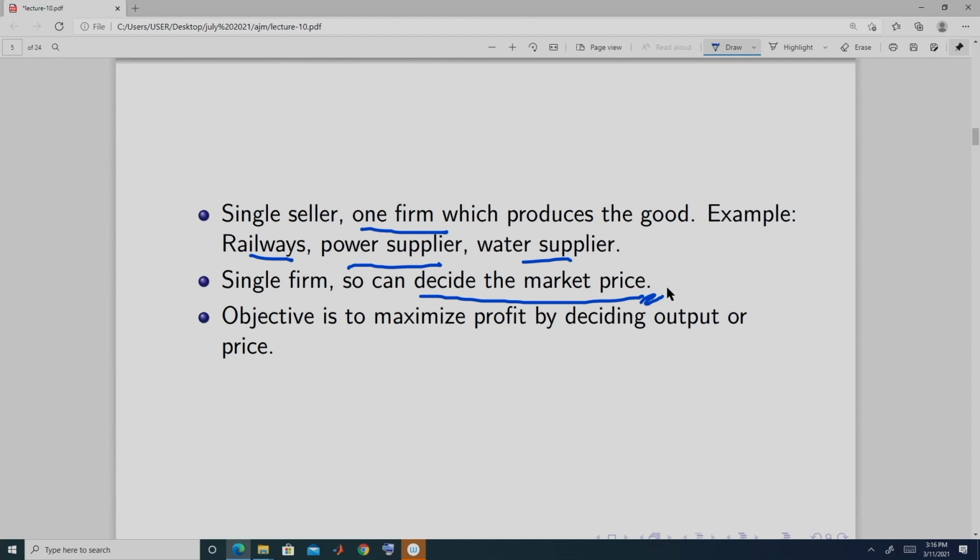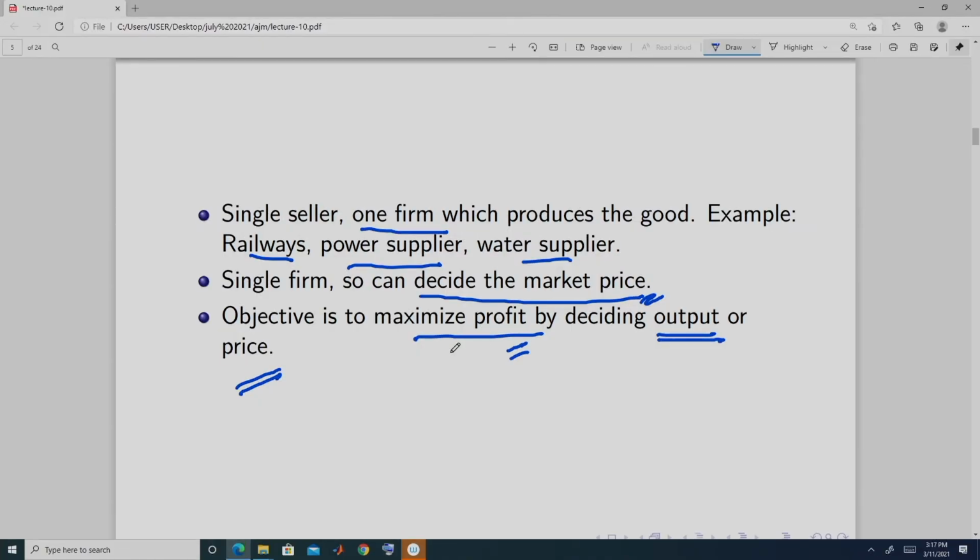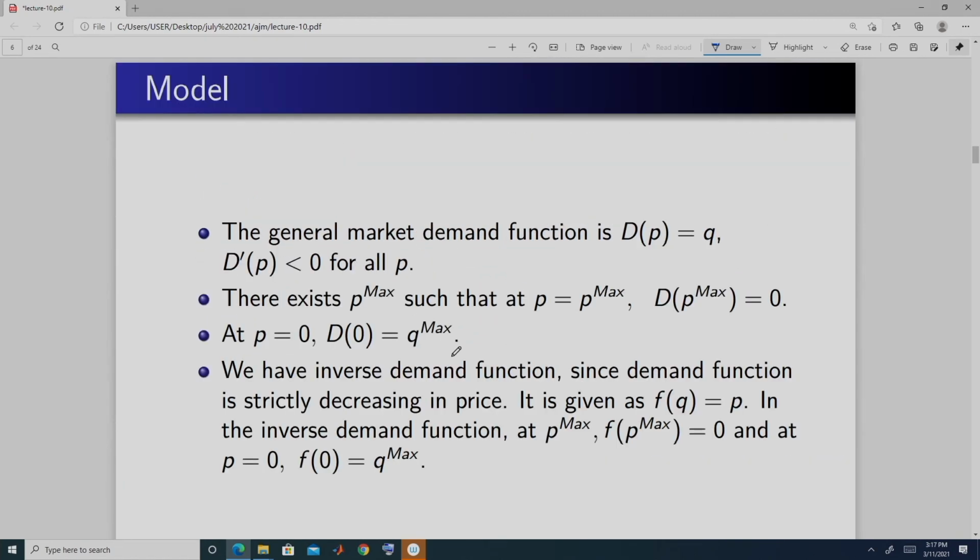Now, the objective of this firm, which is a monopoly firm, is to maximize profit, and it can maximize its profit either by deciding the amount of output it is going to sell in the market or the price that it is going to set in the market. So, either it can decide the profit maximizing price, or it can decide the profit maximizing output. These both will give the same outcome. Okay?